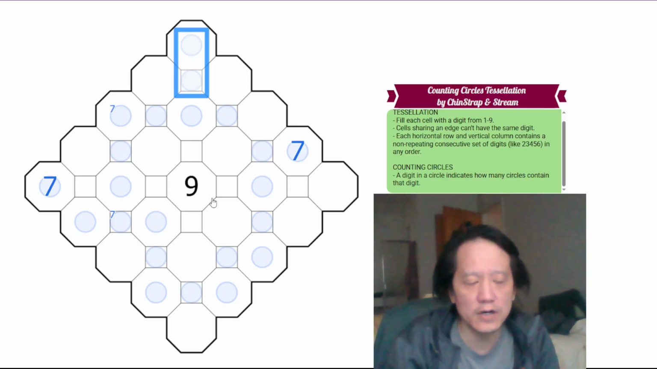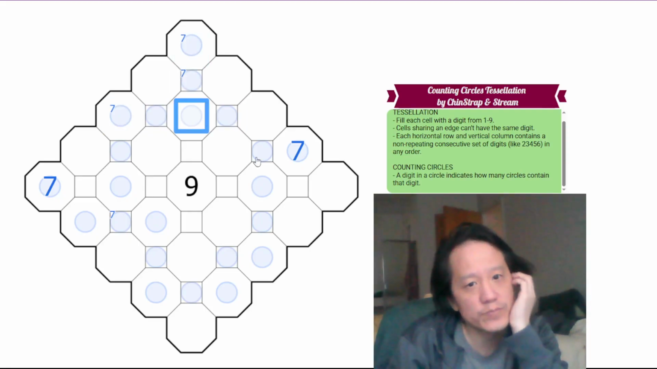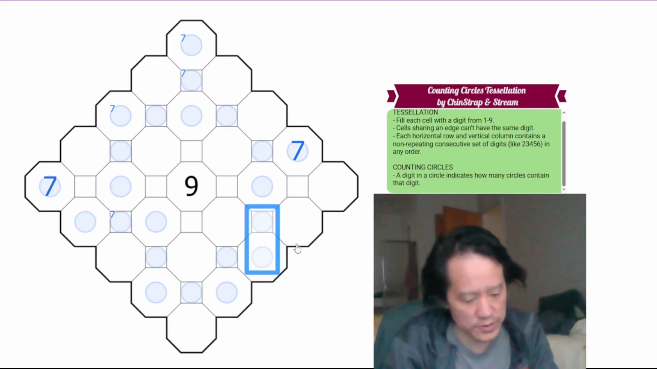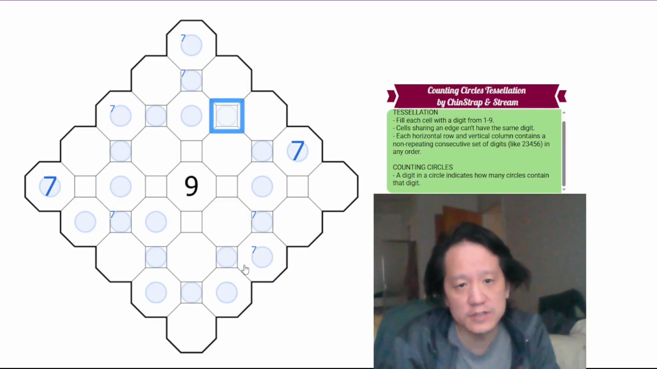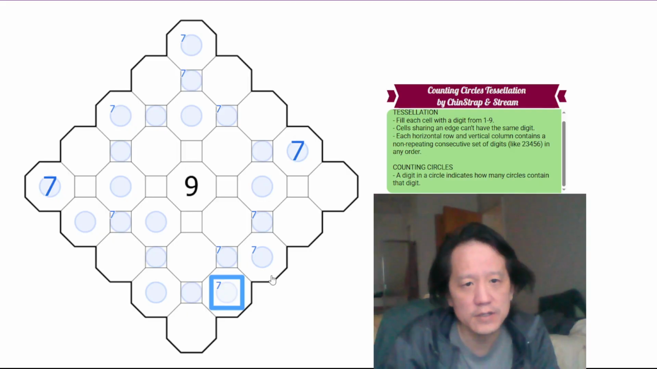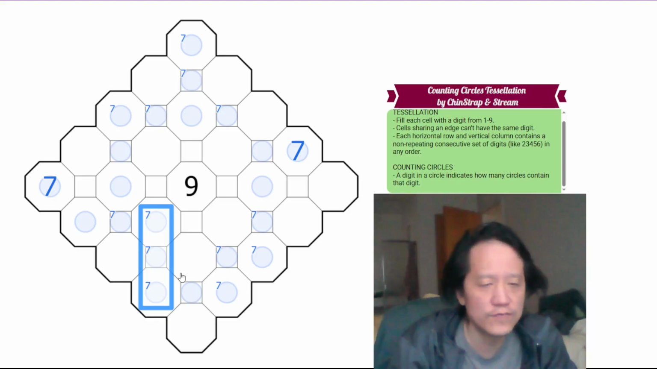7 in column 5 has to be one of those two. We're guaranteed no 7 there, so 7 has to be in column 7, one of those two. In column 6, it's one of those 3. This can't be 7. In column 4, it's one of these 4.